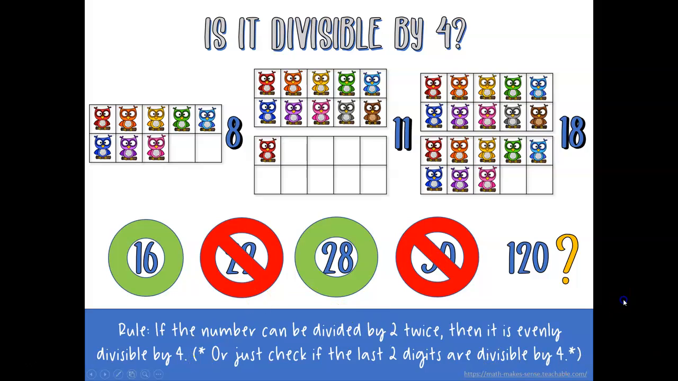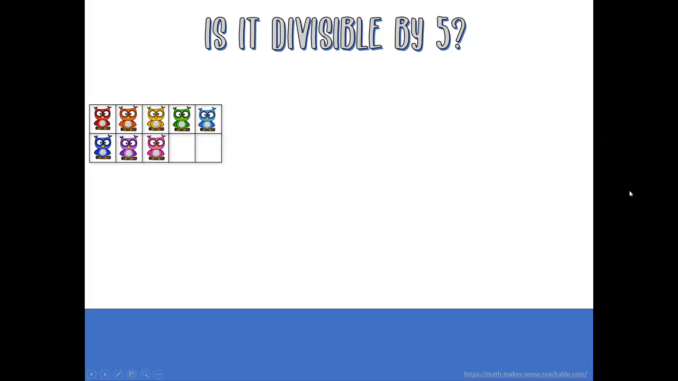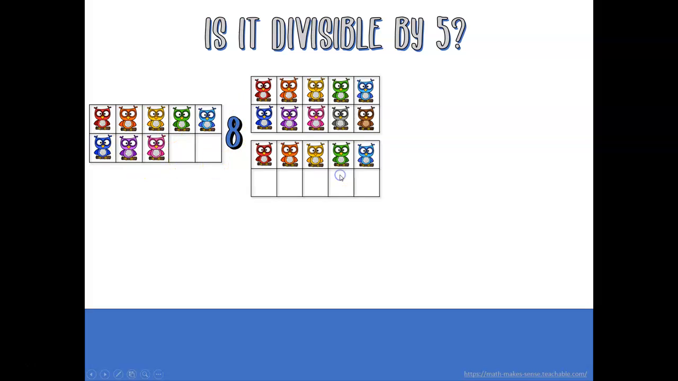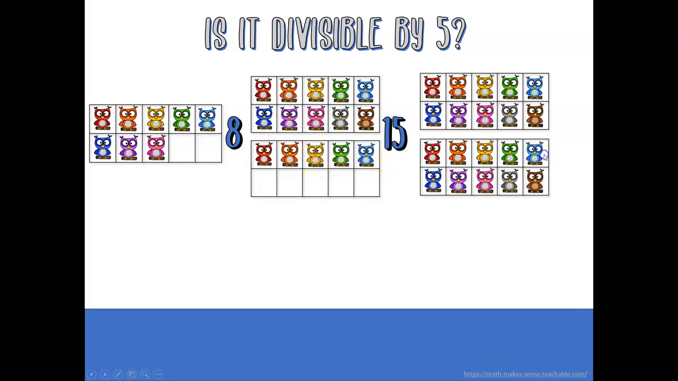Okay, let's take a look at 5. Is it divisible by 5? We're going to start with a picture of 8 owls in a 10 frame. You can break that up into one group of 5, but there's not enough to make a second group, so no, 8 does not work. 15 works perfectly because you can break that into one group of 5, another group, and another group. There's nothing left over, so 15 is good.